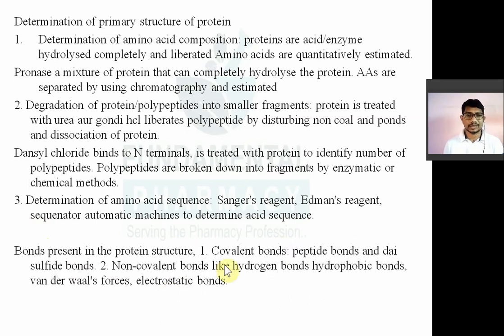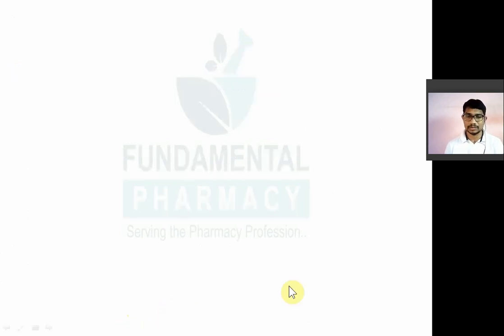What are the different types of bond present in the protein structure? There are two types of bond normally that are present in the protein structure. First one is a covalent bond and second one is a non-covalent bond. Covalent bond mein kaun se kaun se bond hote hai? So in the covalent bond, peptide bond is your covalent bond, CONH. Disulfide bond is also a covalent bond. Now what are the non-covalent bonds that are present normally in the protein structure? So that are nothing but your hydrogen bonds, hydrophobic bonds, van der Waals forces, electrostatic bonds. These are the non-covalent bonds.